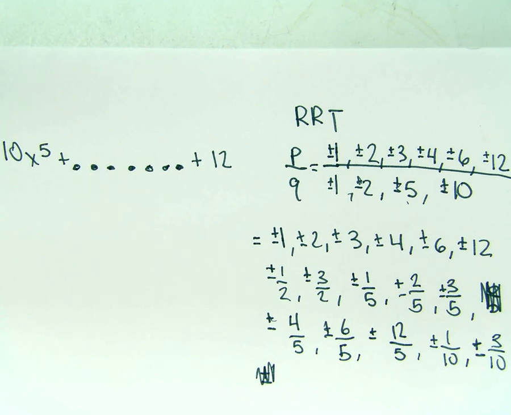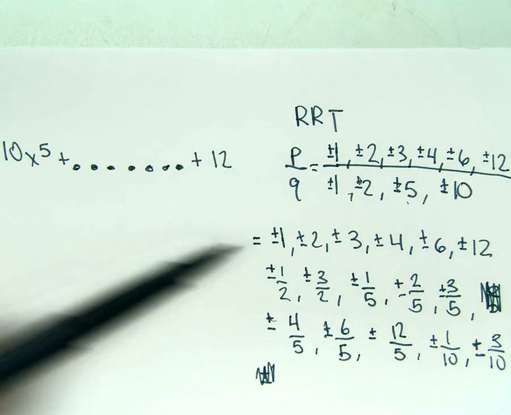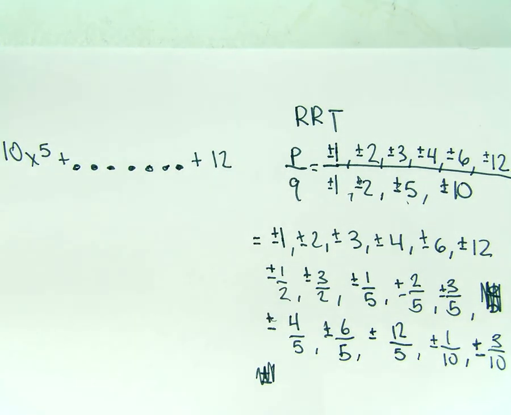So anytime any of the other methods do not work, we can't use AC method or factor by grouping or the sum or difference of cubes and squares, we can now use the rational root theorem to break it down. Alright? Guys have any questions?